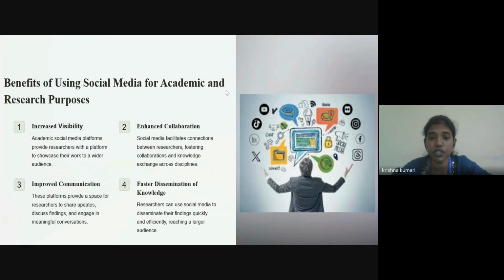We can use social media to disseminate our findings quickly and effectively, reaching a larger audience. For example, ResearchGate, which I'll talk about in the further slides, plays a major role in finding papers. Instead of searching for papers of the same kind, if we know the topics or the researchers involved in that kind of research, we can just search for them in ResearchGate and start getting the kind of papers we need. ResearchGate aids in getting papers that involve the same kind of research work.